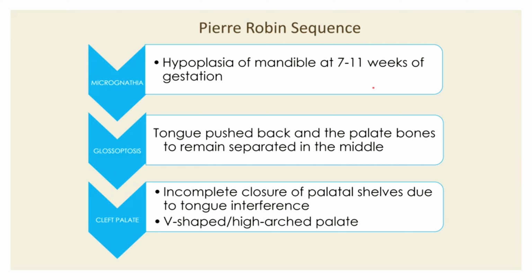At 7 to 11 weeks of gestation, there is underdevelopment of the mandible due to some etiology. The causes will be discussed in the coming slides. As the mandible or lower jaw is underdeveloped, there is no room for the tongue. It falls back and the tongue obstructs the closure of palatal bones. Incomplete closure of palatal shelves results in a cleft in the midline.